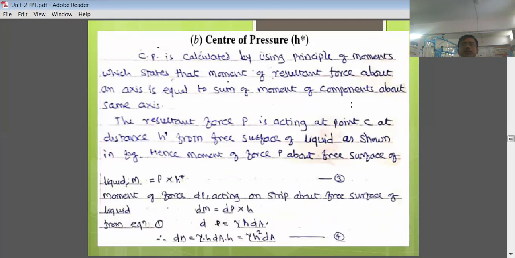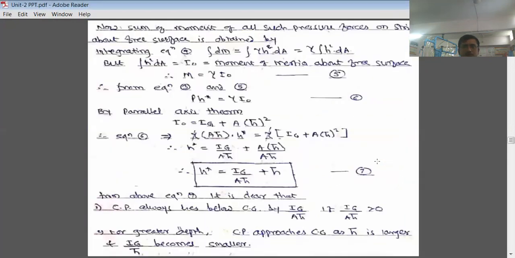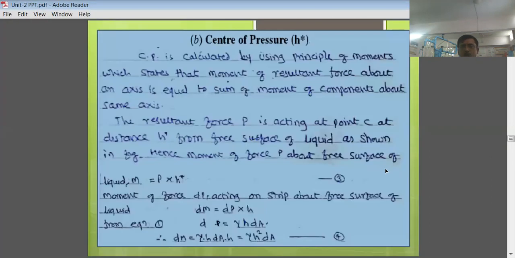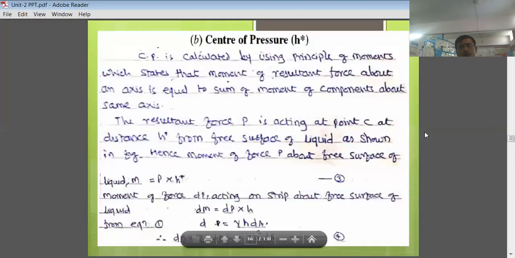Now, to derive the equation for the center of pressure, we need to take the help of two laws. One law is called the principle of moments, and the second one is the parallel axis theorem. These two laws or theorems we have to use here to derive this center of pressure.